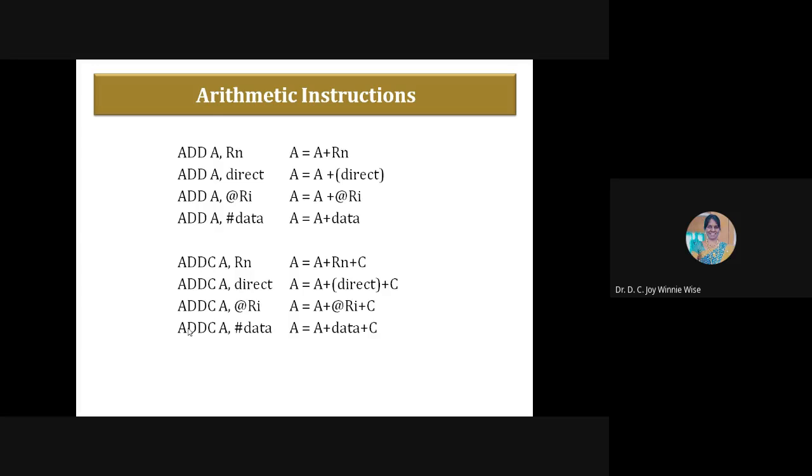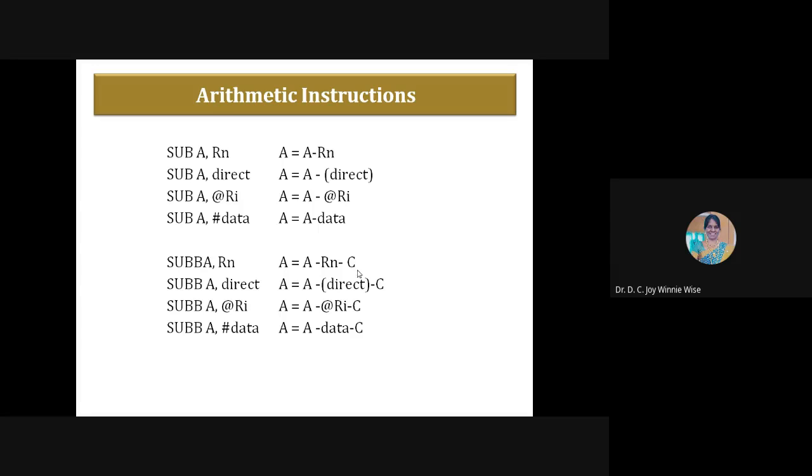ADDC A, Rn means A equal to A plus Rn value plus the carry bit. The carry bit will be available in the program status word register. Next one, like this, is subtract: SUBB A, Rn, so A minus Rn, A comma direct, A comma @Ri, and A comma #data have the same operands here. So the destination is accumulator, and the operands are Rn, direct, @Ri, #data.